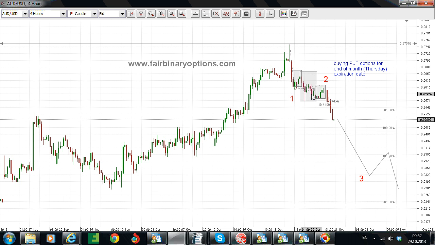This is our setup. We are looking now for a third wave, a five-wave structure on its own, on a lower degree, on the third wave to come, with these lows to be touched. Normally, until the end of month, the expiration date, we should have such an outcome.